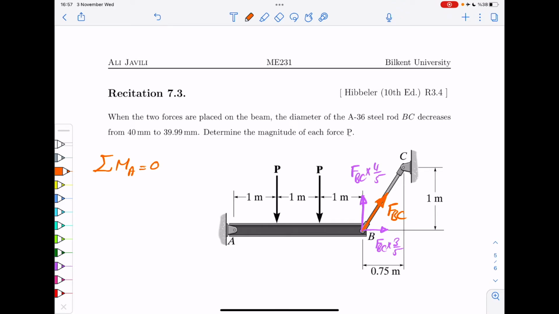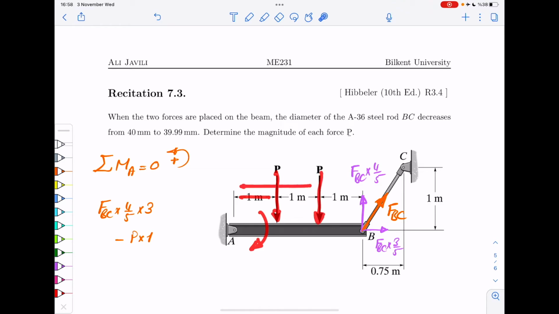All right, and then this will cause a counterclockwise moment with respect to point A. So assuming that counterclockwise is plus, then you get FBC times 4/5 times 3, distance is 3 from A, minus P times 1. So this is the clockwise moment from this. The distance is 1. Then this one, the distance is 2, and then it also gives you a clockwise moment. Minus P times 2 is 0. And then from that equation, you find your relationship between the force inside the beam and P.